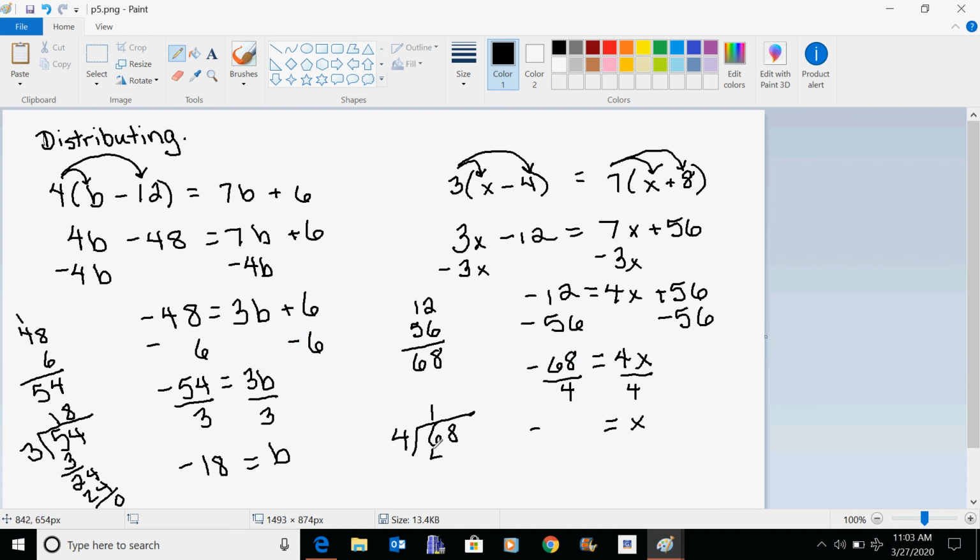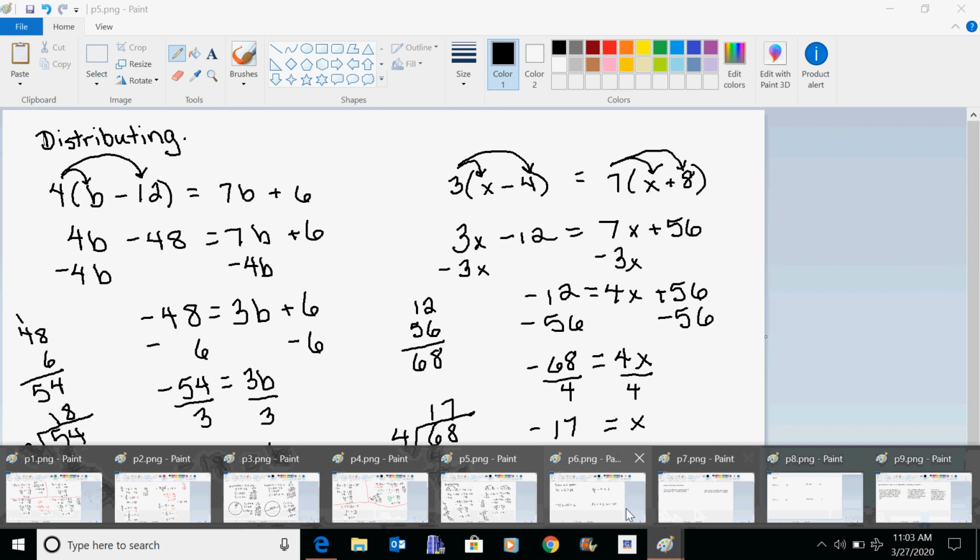So negative 17. So your answers are whatever number you get once you've finally brought it down and gotten the variable completely by itself. All right. Now let's move on.